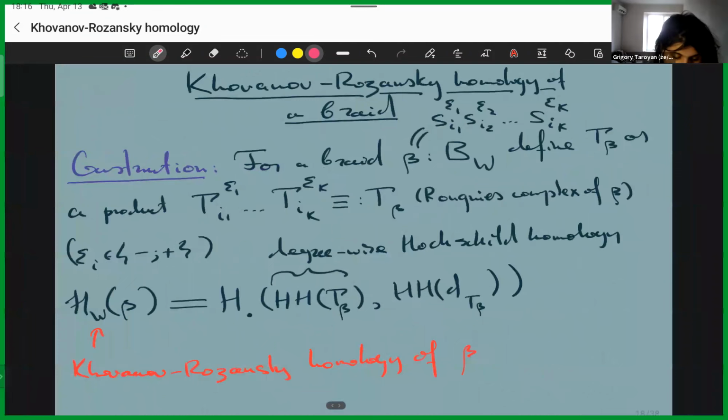So finally, we arrive at something that is called Khovanov-Rozansky homology, unfortunately over braids and not over links or knots. For a braid beta that can be represented like this in terms of the basic reflections, we can define a complex T beta as a product, in the sense of tensor product, of these complexes. So these are Rouquier complexes, and epsilon just stands for either plus or minus one.